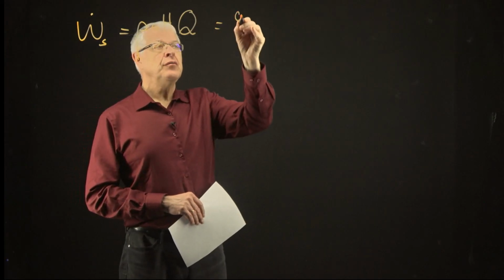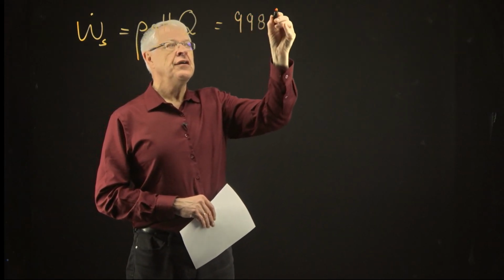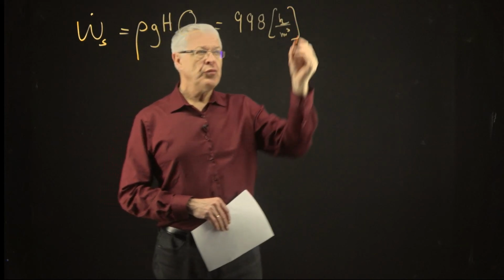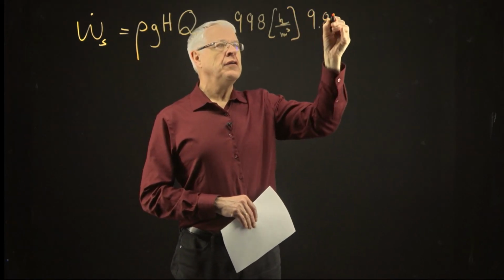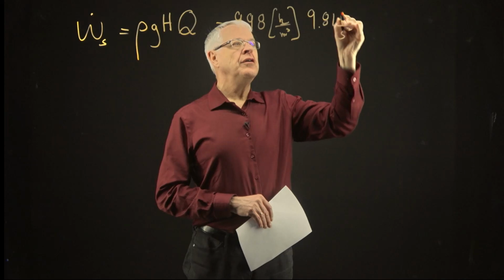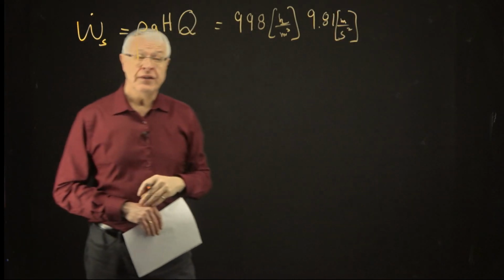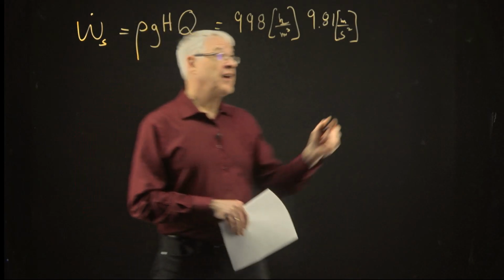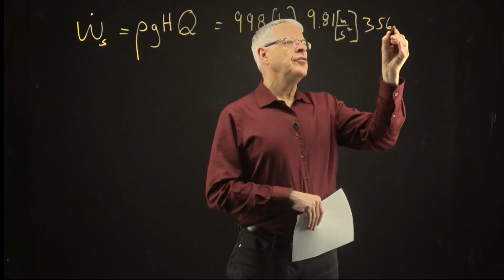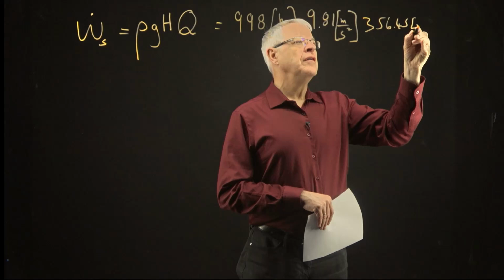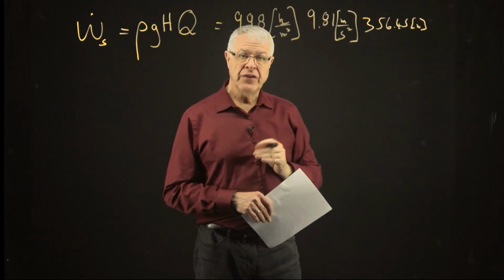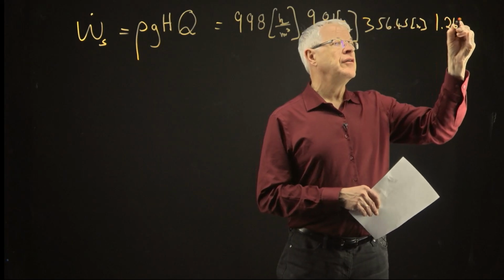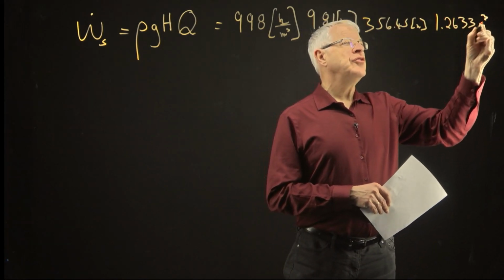So our density, remember, is 998 kilograms per meter cubed. g, 9.81 meters per second squared. The head that we calculated a moment ago was 356.45 meters. And then finally, the volume flow rate we just calculated, which was 1.2633 meters cubed per second.